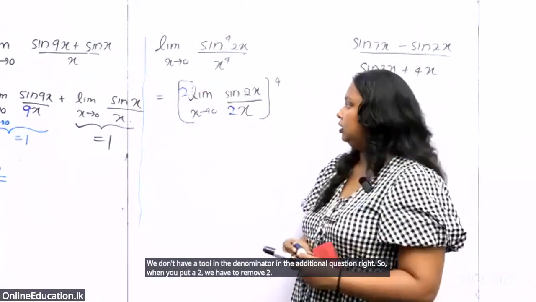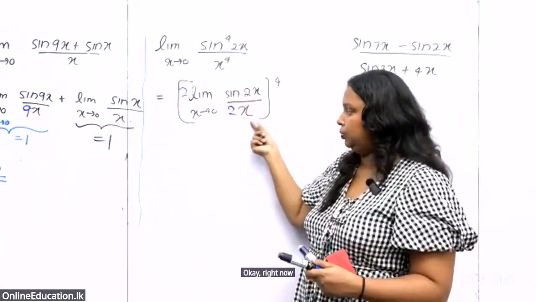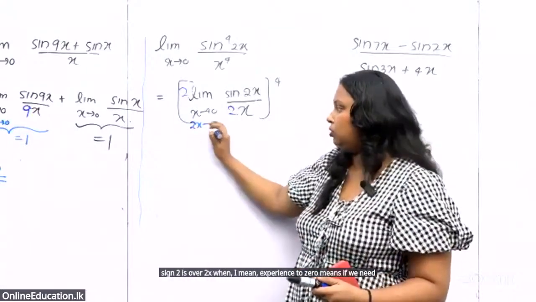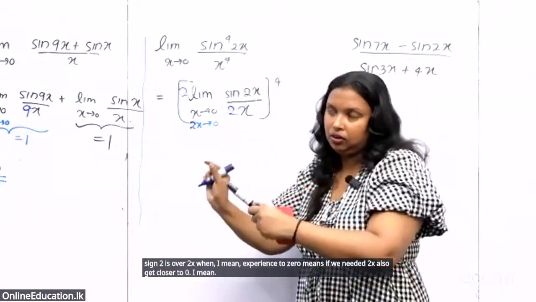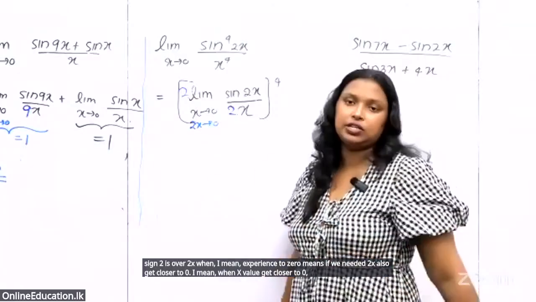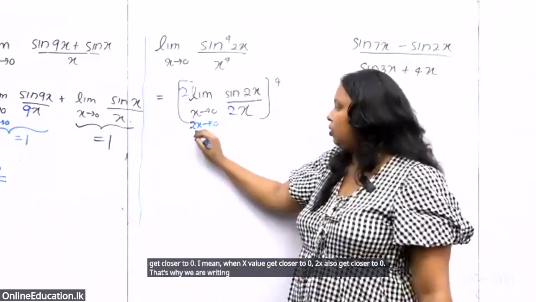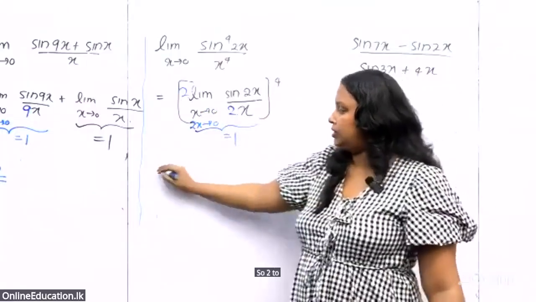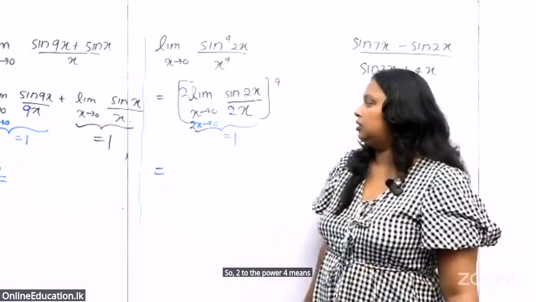Now sine 2x over 2x when x tends to 0 means definitely 2x also gets closer to 0. When the x value gets closer to 0, 2x also gets closer to 0. That's why we are writing like that. So this whole part is now equal to 1. So 2 to the power 4 means 16.